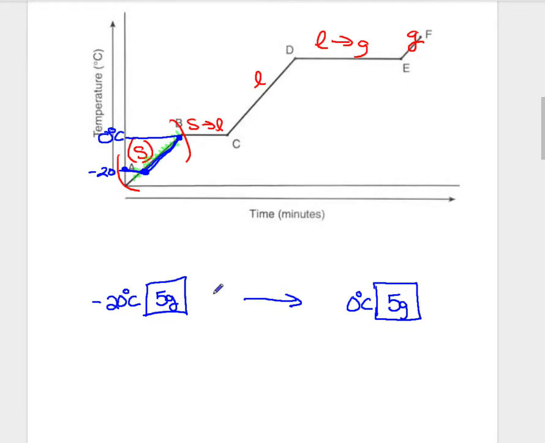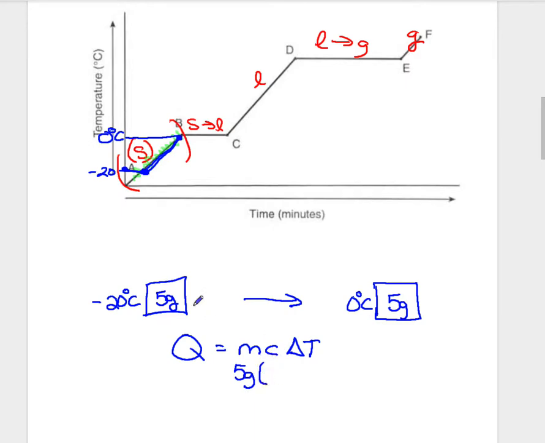And we want to find out how much heat it took. So let's write our formula down: Q equals mc delta T. And we know that Q is the amount of joules, or the amount of heat that we're going to need. The m stands for mass in grams, so the mass in grams is this 5 grams of substance.